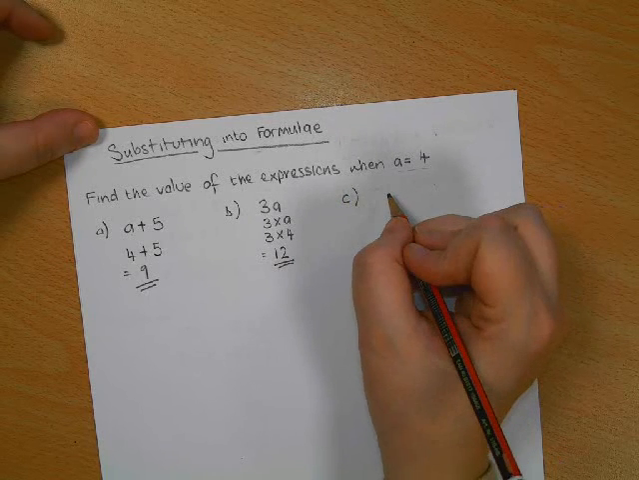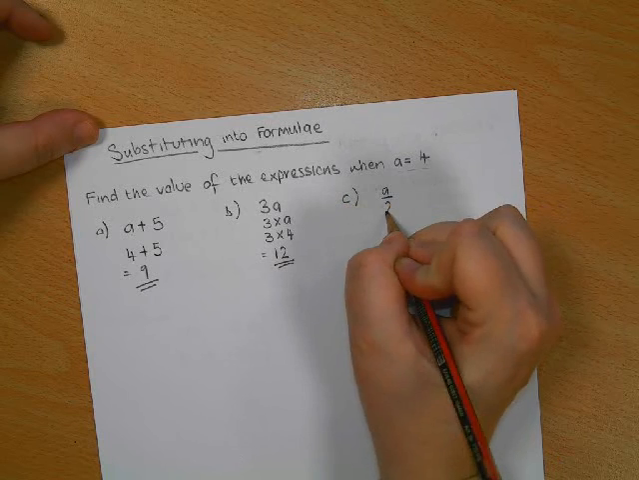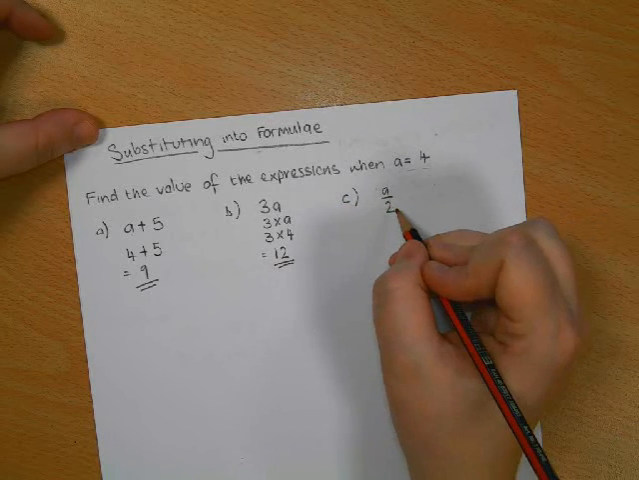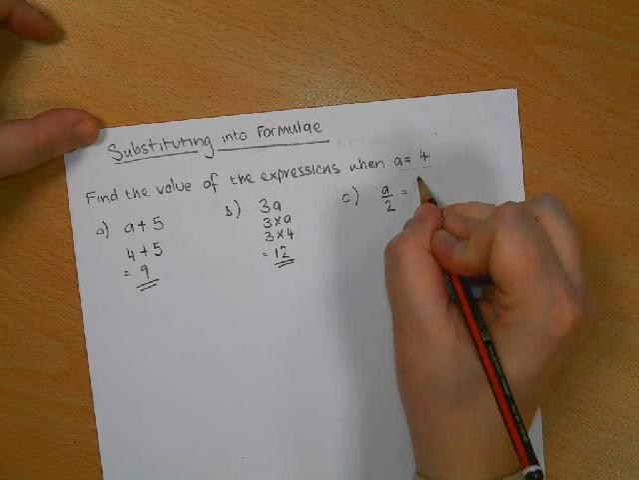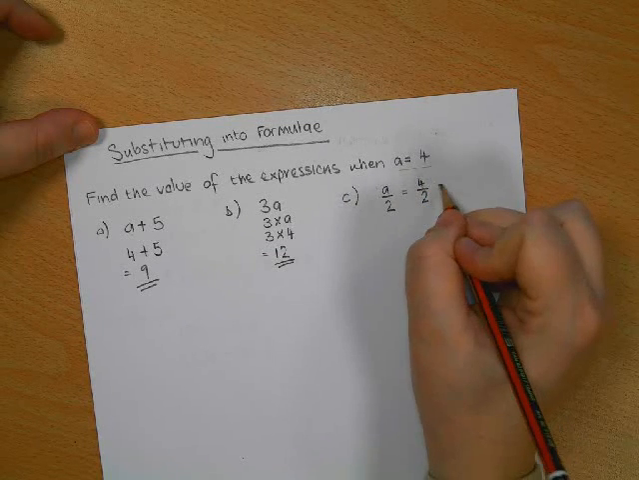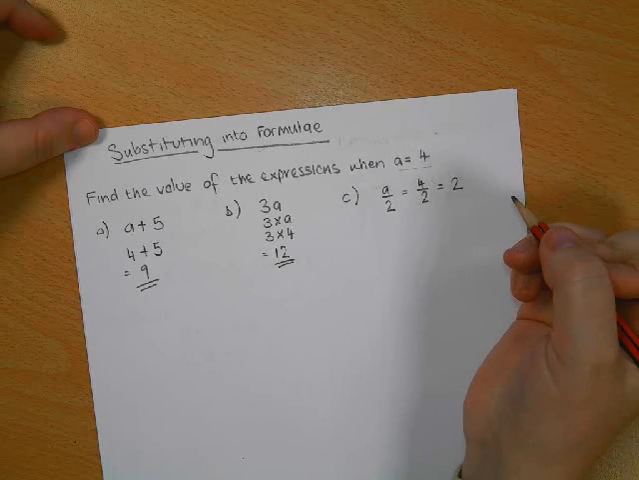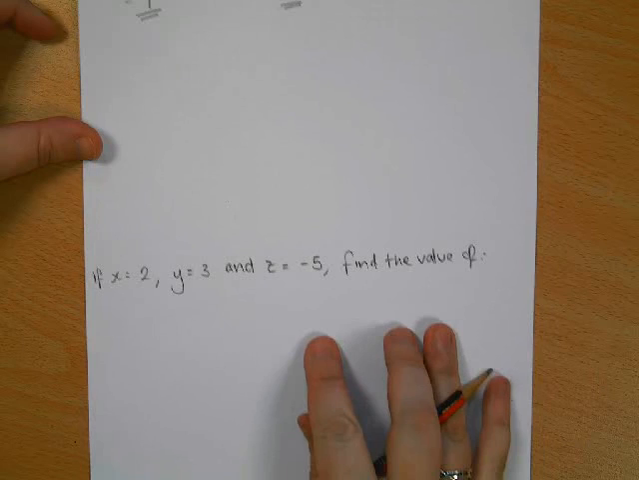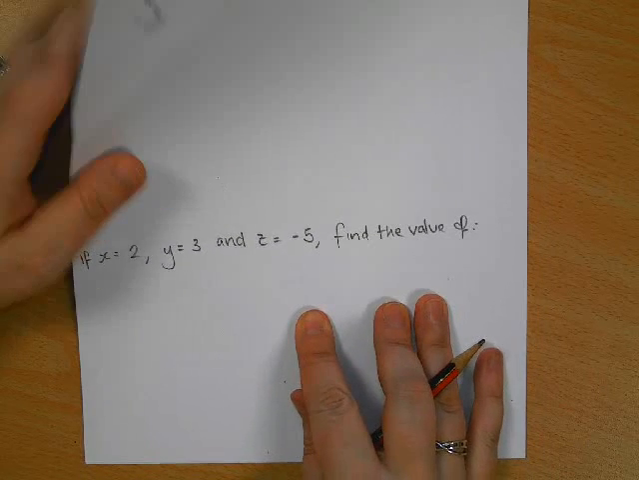For example, a over 2. The fraction means divide, so this question really means 4 divided by 2. How many 2's are in 4? The answer is 2. We can also get slightly more complicated examples, including negative numbers.